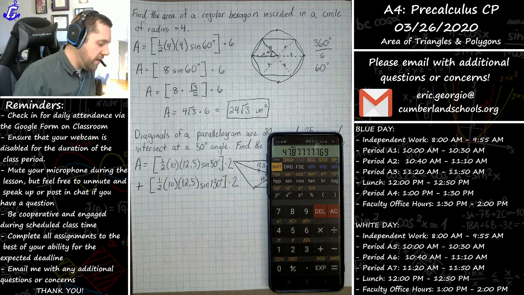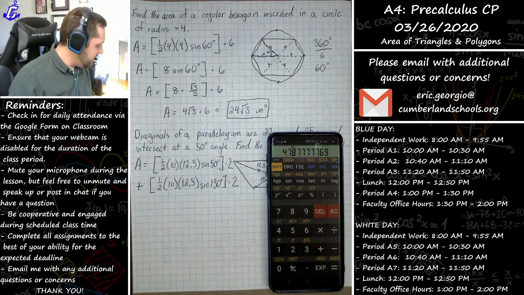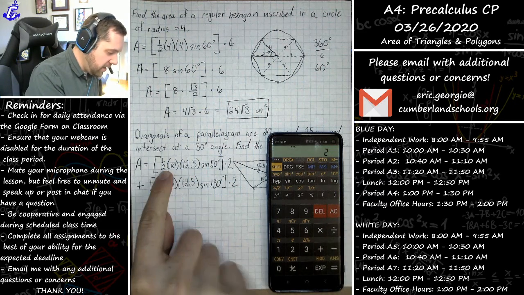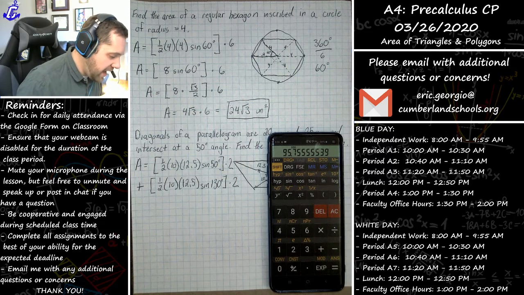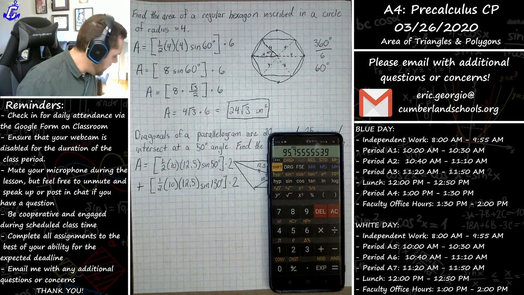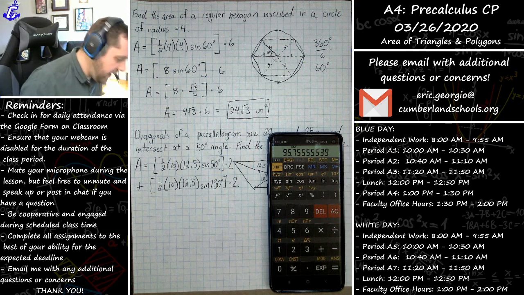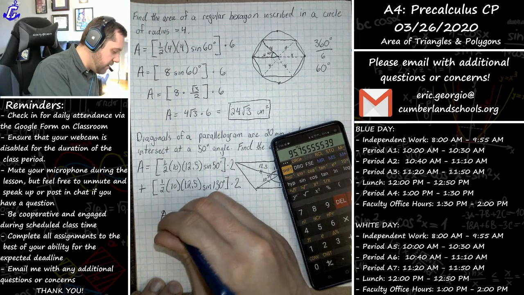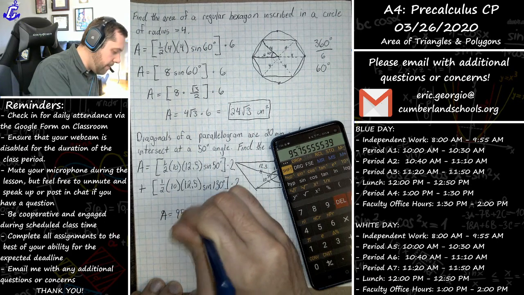And I get 47.87. Times 2, right? Because now we're going to double it. That's 47.87, and I'm now going to double it. We got 95.75, I think we can round that up to 95.8. So the first one, the area is 95.8.